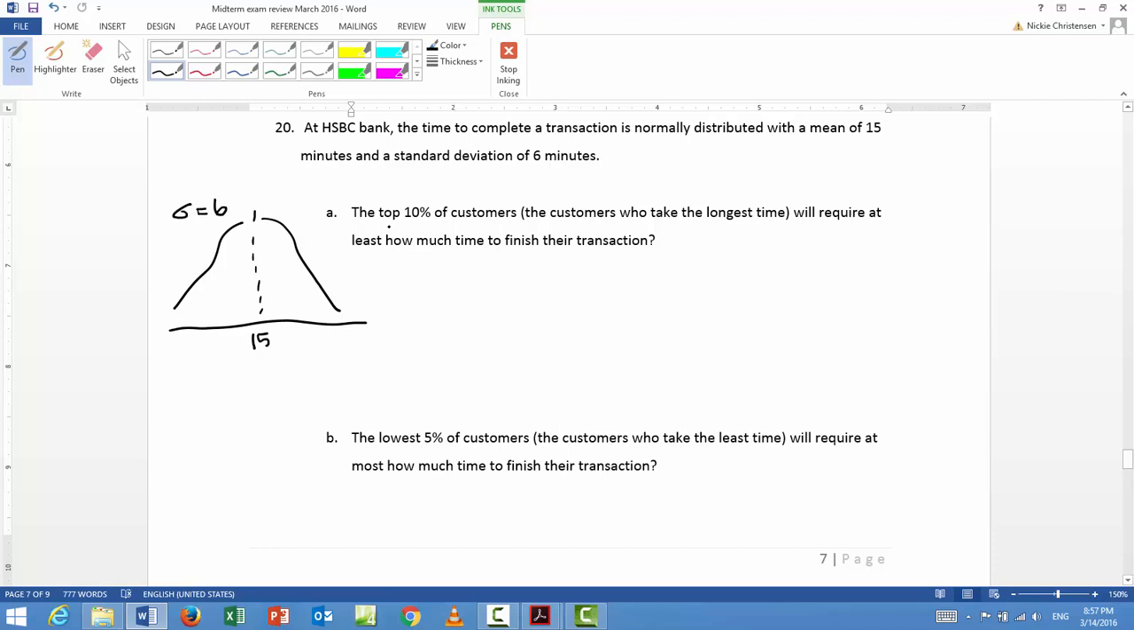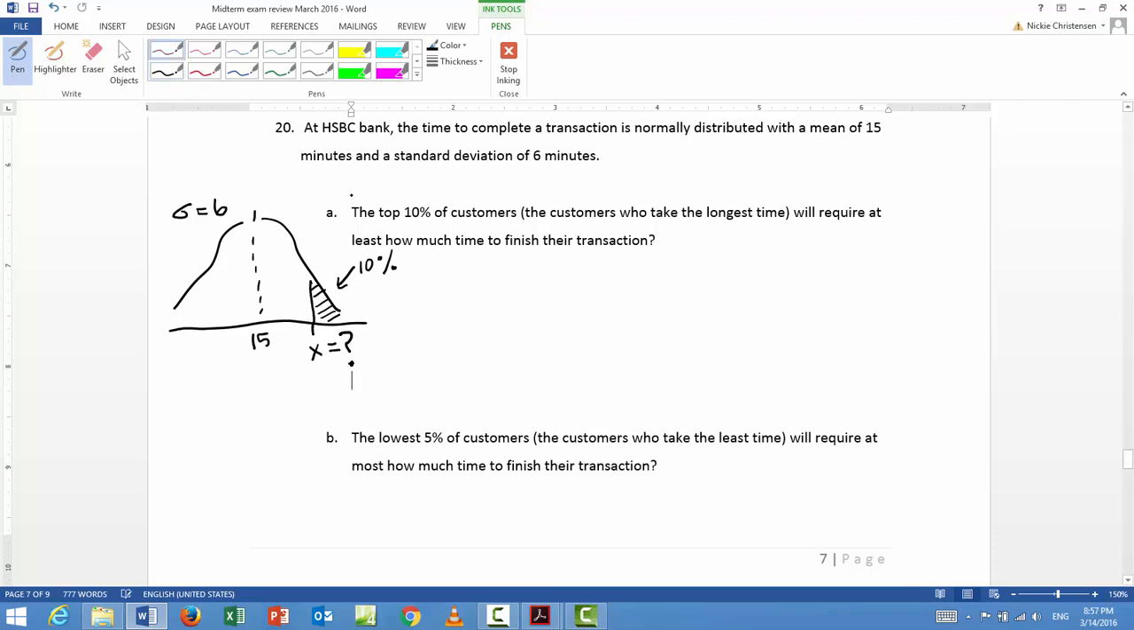Okay. Now the first question asks us, the top 10% of customers, meaning the customers who take the longest time, will require at least how much time to finish their transaction? Now the top 10%, the ones who take a really long time, they will take longer than average, won't they? So that 10% is going to be here. Okay, that represents 10%. And the question is asking us, what is the x value that separates that 10% from the rest of the curve?